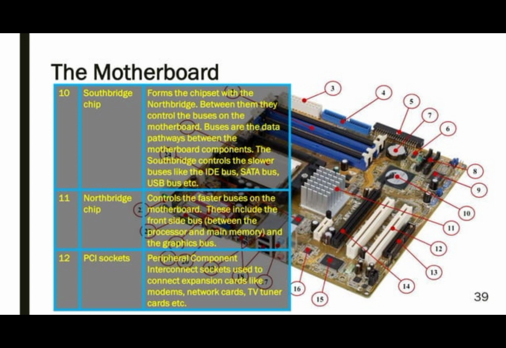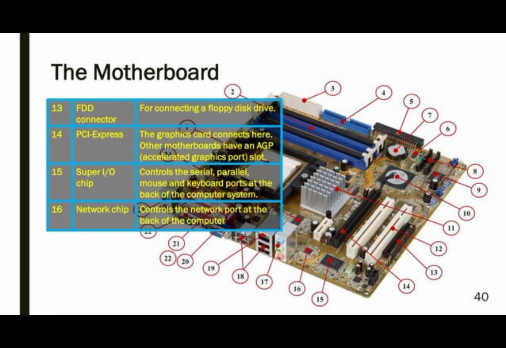Peripheral component interconnect sockets are used to connect expansion cards like modems, network cards, TV tuner cards, etc. Number 13. FDD connector. For connecting a floppy disk drive. 14. PCI Express. The graphics card connects here. Other motherboards have an AGP accelerated graphics port slot.